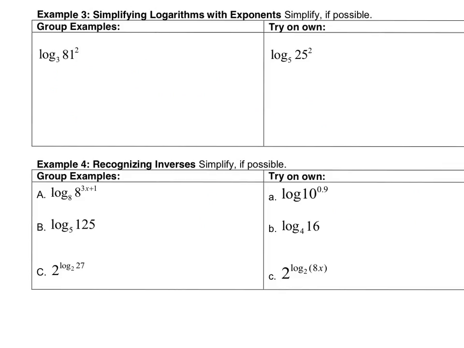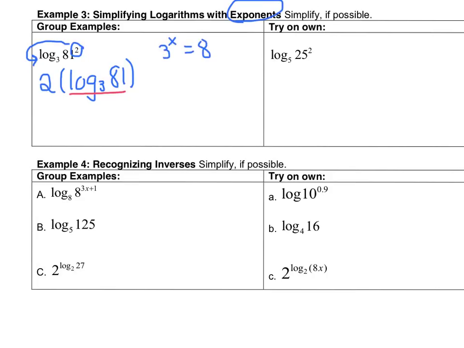Now for when we have exponents attached to the logs. See how this 2 is right here? What we're going to do, according to the property, is multiply by the 2 out front. So this will become 2, and then in parentheses, log 3 of 81. Now all we need to do is figure out what log 3 of 81 is. So 3 to what power gives us 81? And the answer is 4.